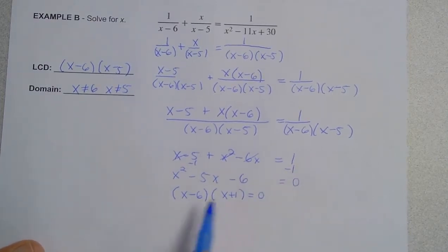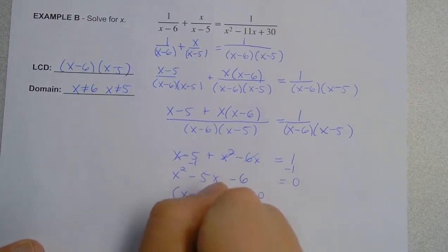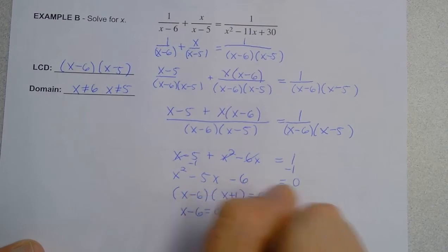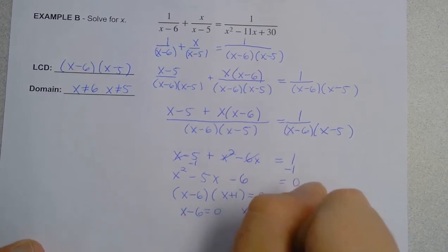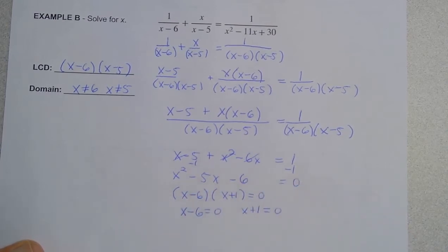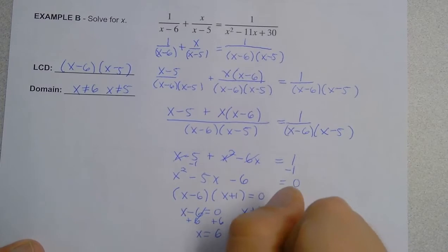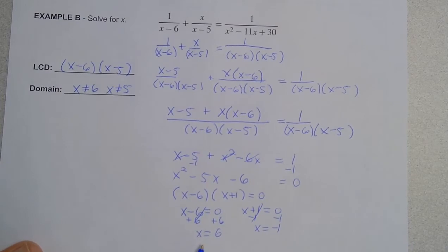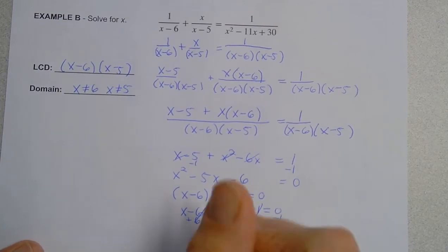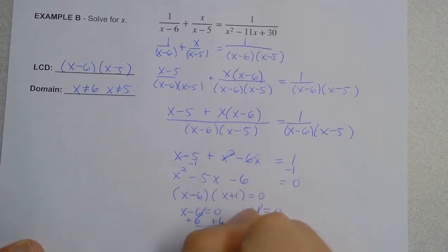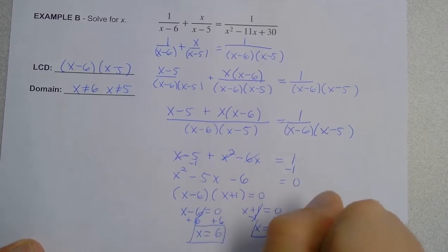Then I'm going to use the zero product property and say, well, x minus 6 equals 0 and x plus 1 equals 0. And then I'm going to solve. So I'm going to add 6 and x equals 6. Then I'm going to subtract 1 and subtract 1 and x equals negative 1. So my two solutions here are x equals 6 and x equals negative 1.